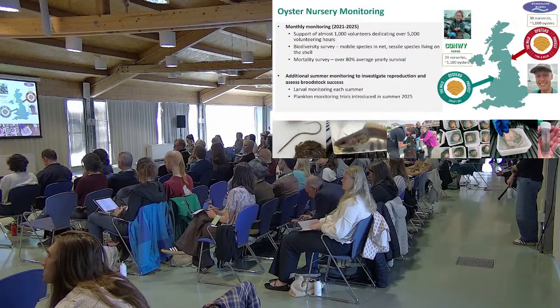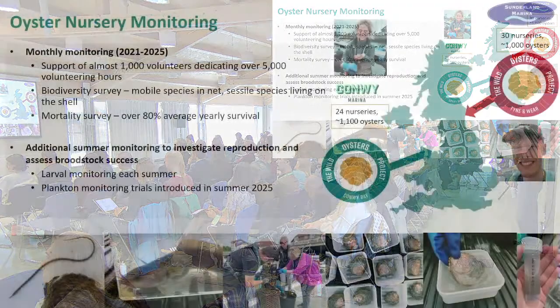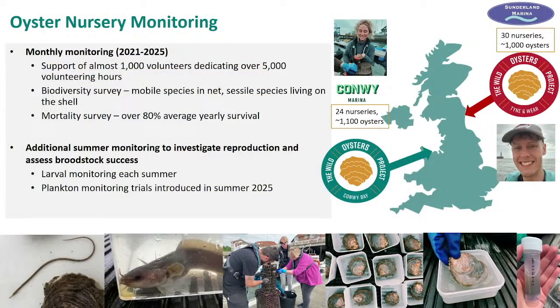We've looked at mobile species in nets, and also the sessile species living on the shells themselves, and we also look at the larval distribution of those oysters, so looking at additional summer monitoring to investigate the reproduction and assess broodstock success. So as I mentioned, we've been doing larval monitoring each summer, and also recently we've introduced plankton monitoring trials this summer as well.